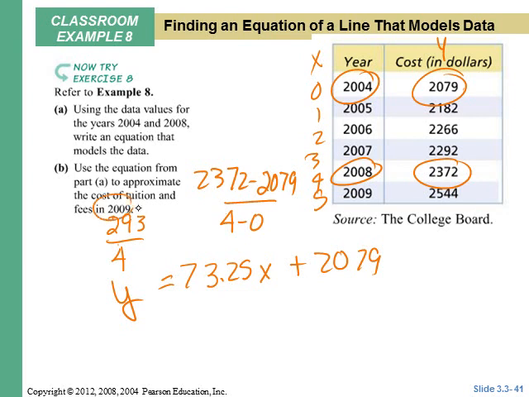And then figure out what the tuition will be in 2009. 2009 is year 5. So we take 73.25 times 5, add 2079, and we get 2445.